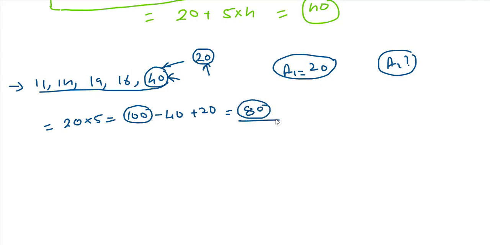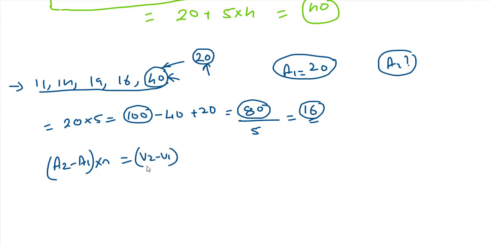To find the average, we have to divide it by the number of entries, which are 5 in this case. So this will be 16. So this is your correct average, 16. So this is one way of doing it. The other way we can do this is by using this concept, that is change in average into number of entries is equal to change in values.